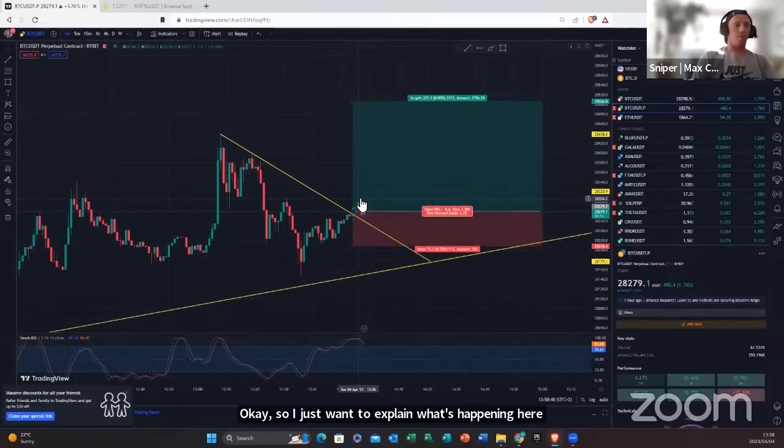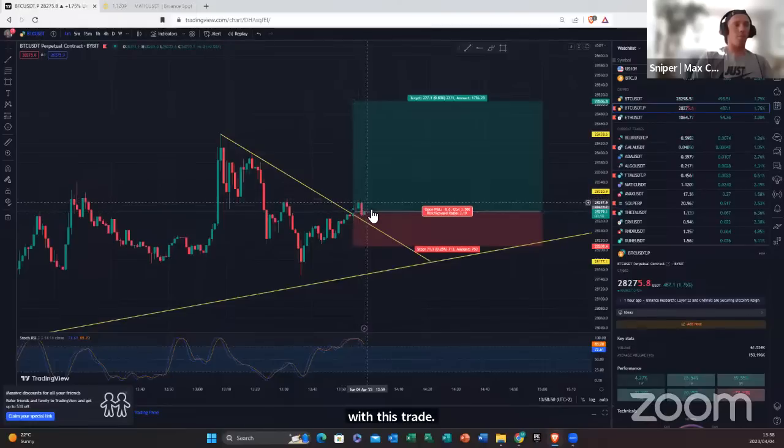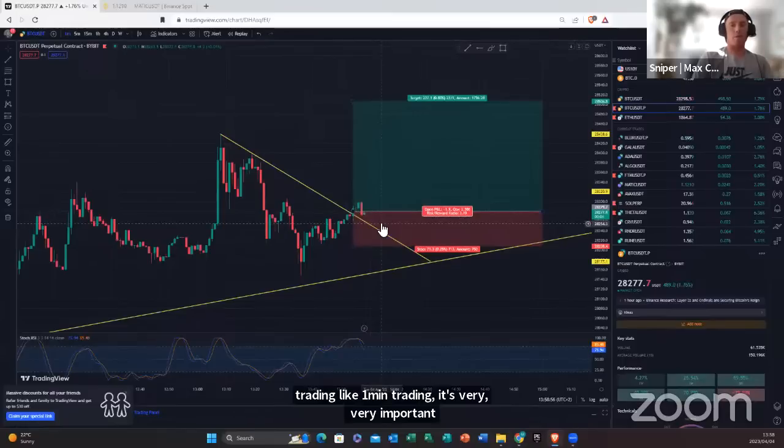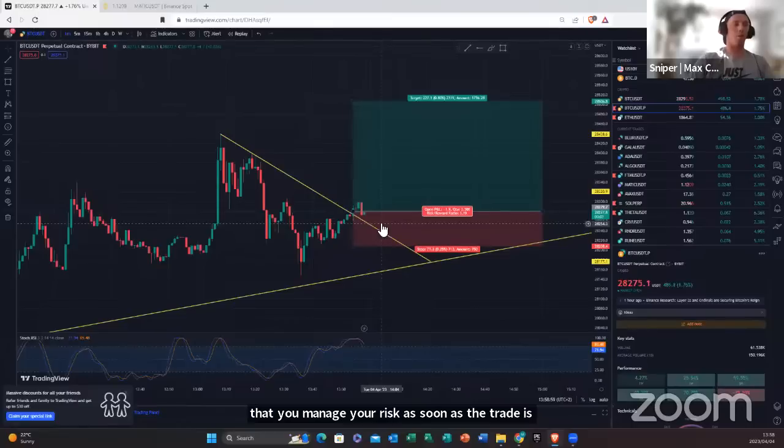Okay, so I just want to explain what's happening here with this trade so we can monitor it. With small time frame trading, like 1 minute trading, it's very, very important that you manage your risk as soon as the trade is playing out. Okay, because we're on a 1 minute chart, it's going to happen quite quickly.